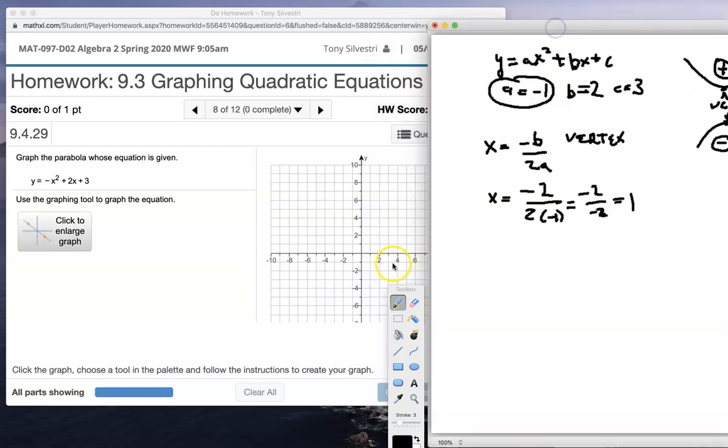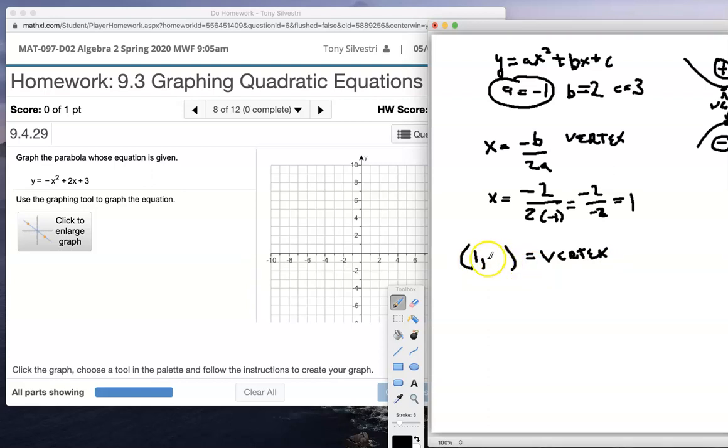But that's not enough to graph anything, because whenever you graph something, you need not only an x, but a y. So far I have half the point. I got that point right there. The vertex is located at x is 1. Now, how do I find the corresponding y?